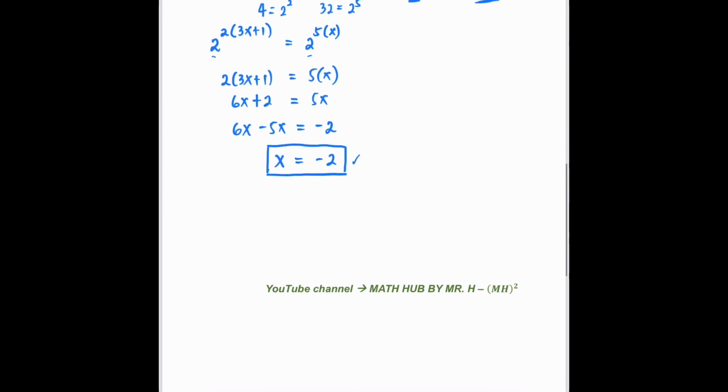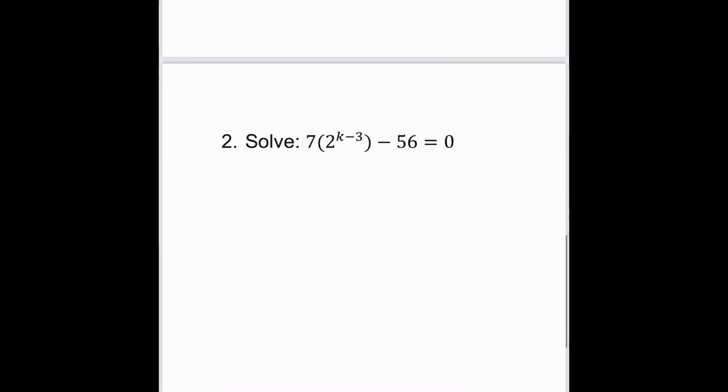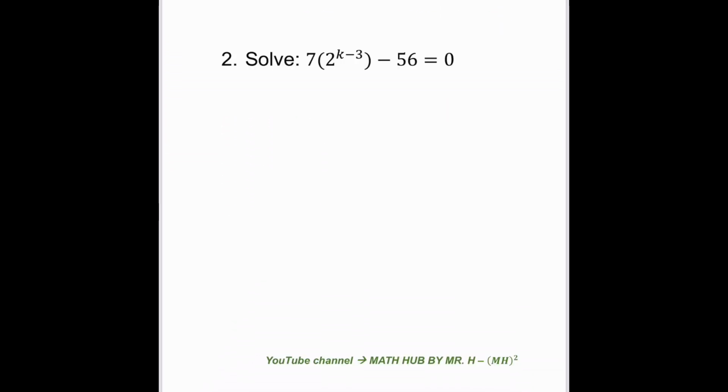Second example, solve the given equation: 7 times 2 to the power of k minus 3 minus 56 equals 0. Same as the first example, this is kind of a straightforward question. We need to find the value of k here. Okay, so let's have a look. If you notice, we were given a constant term. Initially, it was negative 56.